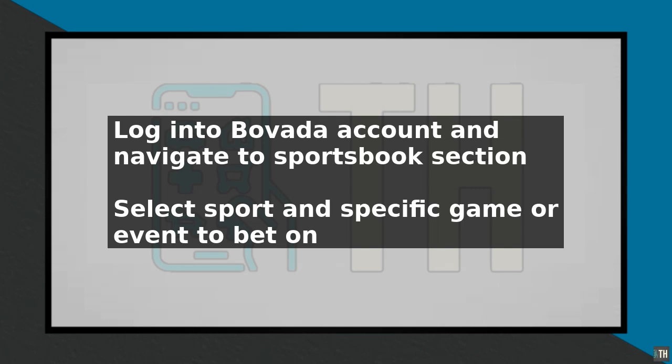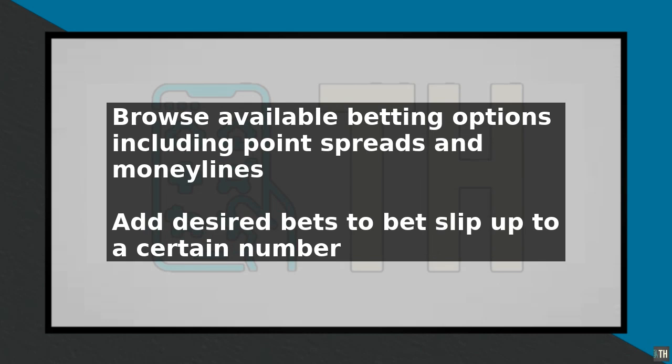First, select the sport you want to bet on, such as football or basketball, and then choose the specific game or event you are interested in. Browse through the available betting options, including point spreads, money lines, and over/under totals. As you find bets you like, click on them to add them to your bet slip.